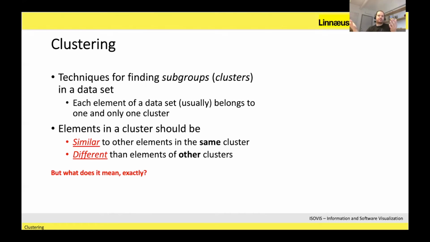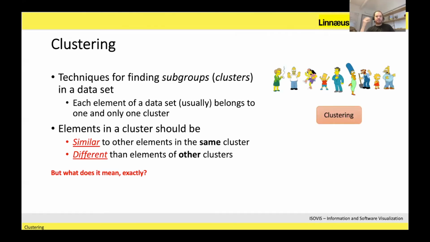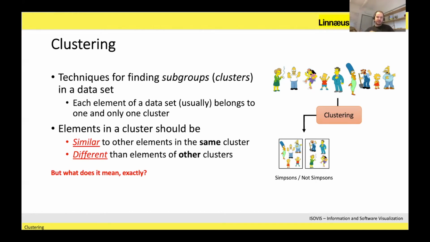That sounds obvious, right? But it's an interesting definition to think about, because what does it really mean to be similar or to be different? Maybe when we think about these concepts they seem obvious, but they are actually not. So for example, this is a very classic example that I use in the lecture. We have some characters from the Simpsons cartoon, and you apply some clustering. Maybe one clustering algorithm will say, I'm separating the Simpsons and the not Simpsons. So I have Marge, Homer, Bart in one group, and the other characters, whose names I don't remember, in the other group that are not Simpsons.